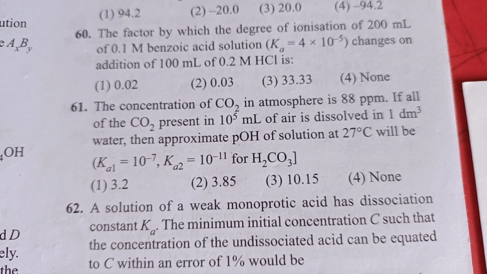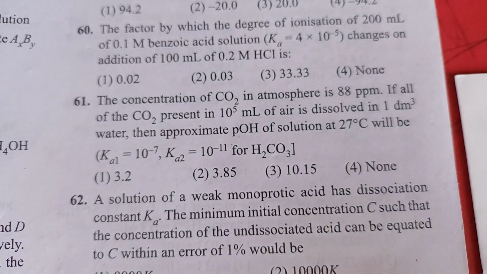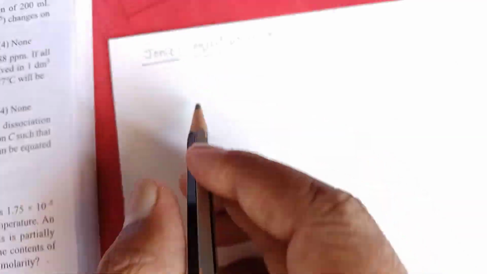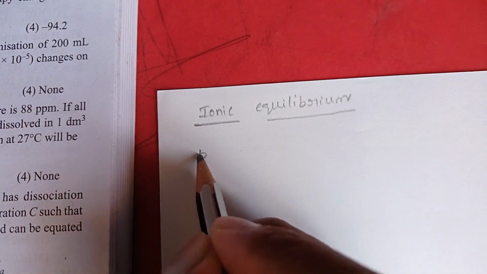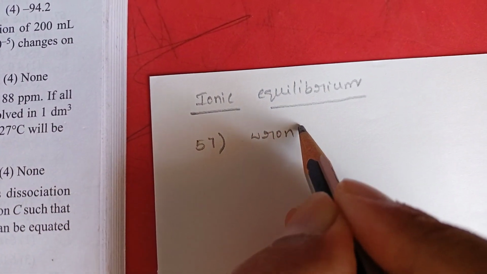Today I will explain the remaining problems. You already sent doubted problems to me, and I will explain those problems. First one, the 57th problem. The 57th problem is wrong as given.